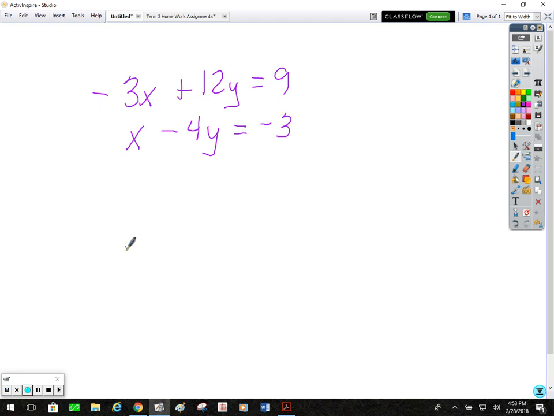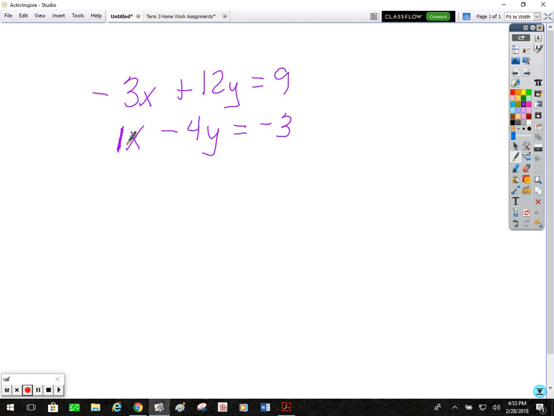Well, again, the first question I'm going to ask: do I have a variable that's isolated? Do I have a variable by itself on one side of the equation? Well, if I look, x and y are on the same side here. I can't do that right now, but I'm going to look right here. I have a variable that needs a 1. There's my lonely variable right here.